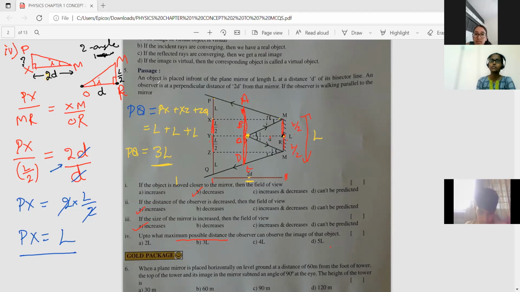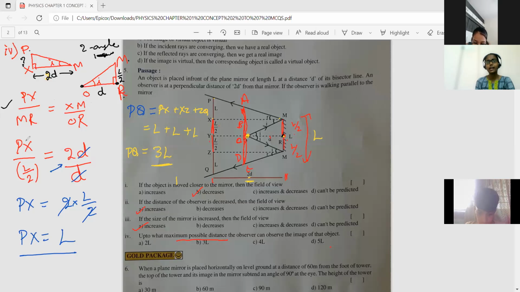Okay, I think in maths you studied regarding the angles. What are the SAS, ASA postulates? Using one of the postulates we can take the ratio of the sides. In place of PX, here MR is there. So PX by MR is equal to XM, in place of XM, what is there in this triangle? That is OR, XM by OR. We can write this ratio of the sides using your maths postulates.